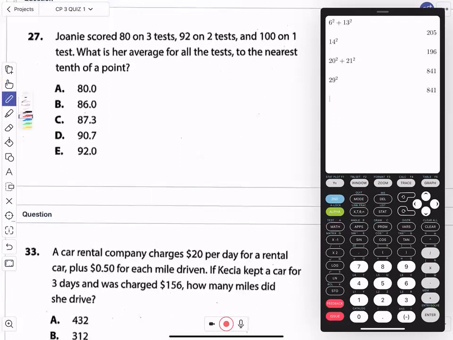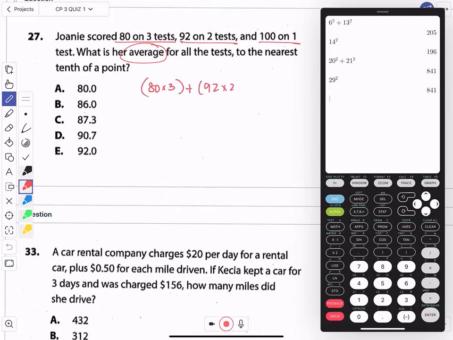Joni scored 80 on 3 of the tests, 92 on 2, 100 on 1 of the tests. What is the average for all the tests in year 10th? So when thinking about average, you have to take the sum. So let's see, she scored 80% on 3 of them. Add that with 92 times 2 of the tests. Add that with 100 times 1 of the tests.